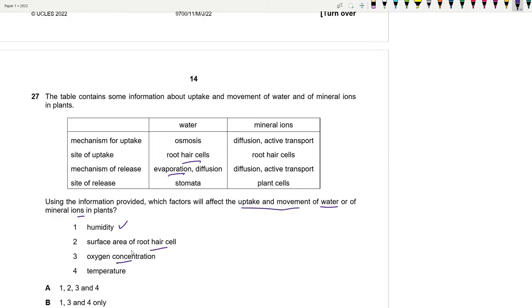Oxygen concentration and temperature. So 1 and 2 are correct for sure. 1 and 2 have to be correct, so the answer is A. Basically, temperature increases evaporation, right? So more osmosis will occur. And what about oxygen?